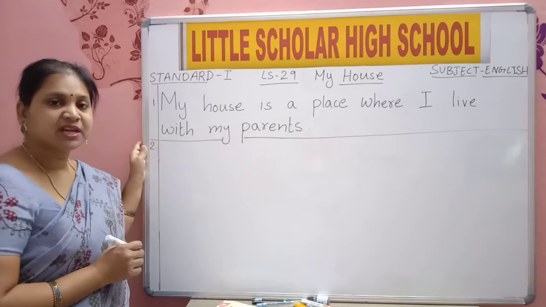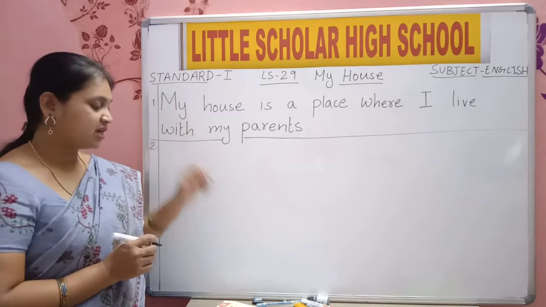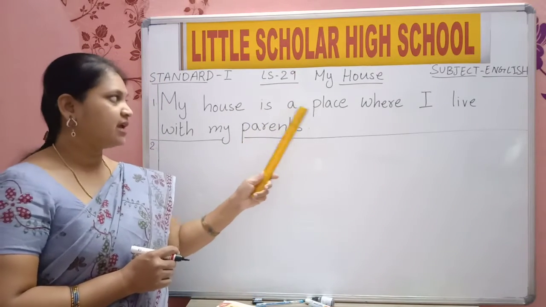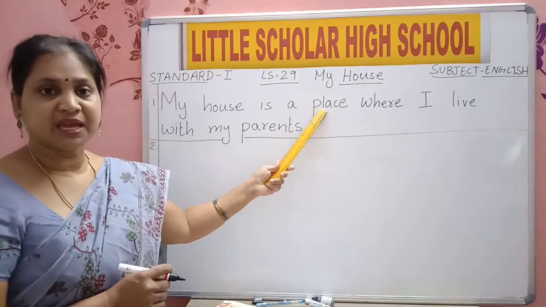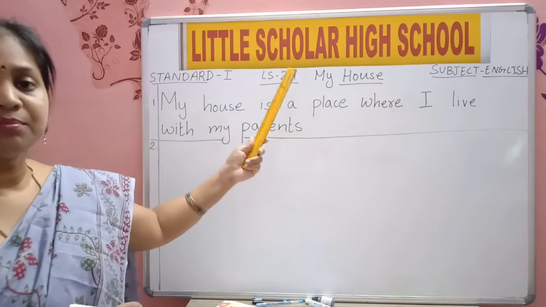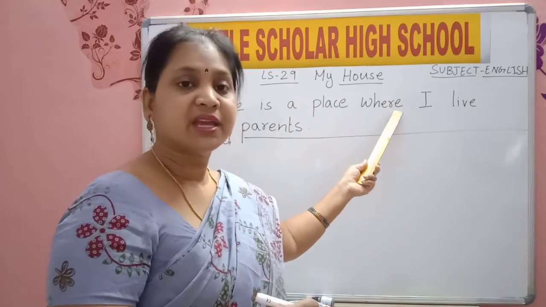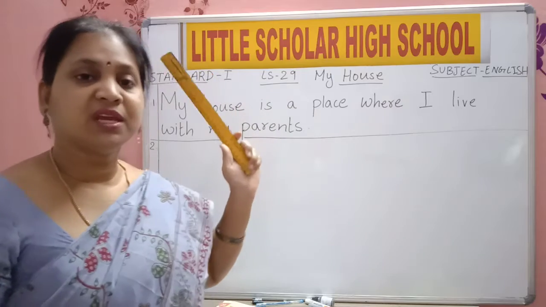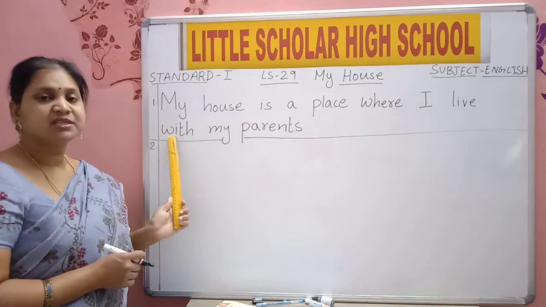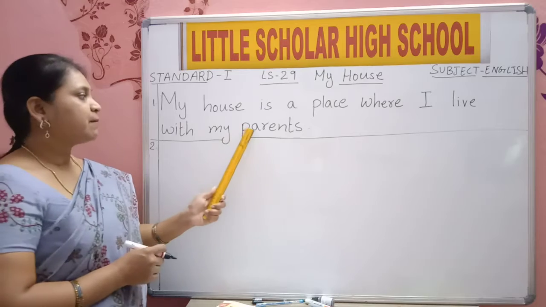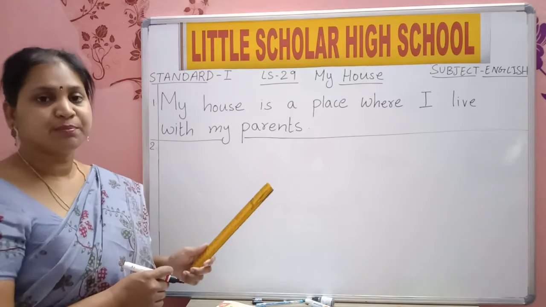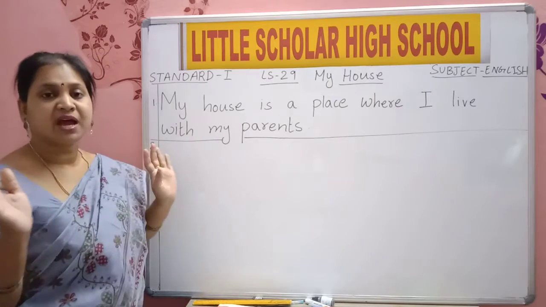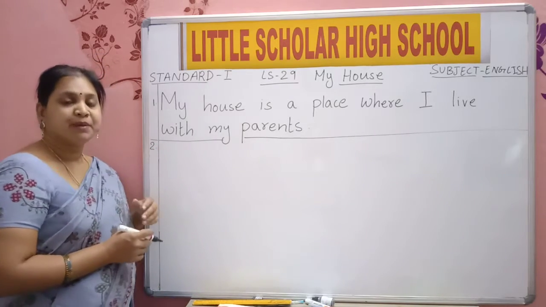Now write number 2 in the next line. My house is a place where I live with my parents. Now second point, right? It is big and beautiful. My house is big and beautiful.